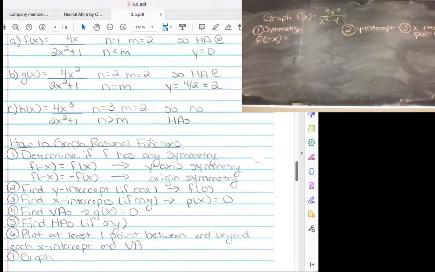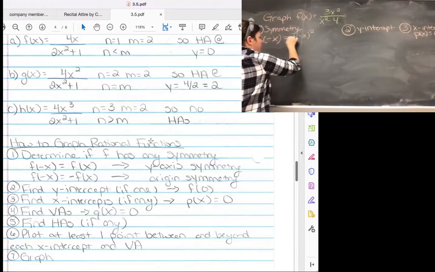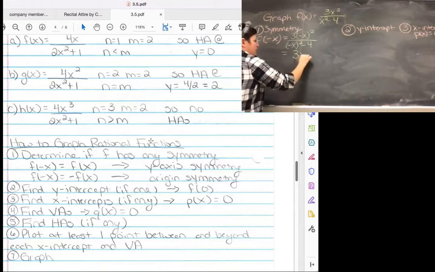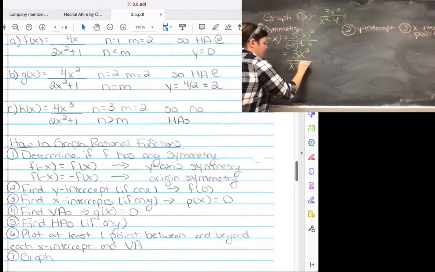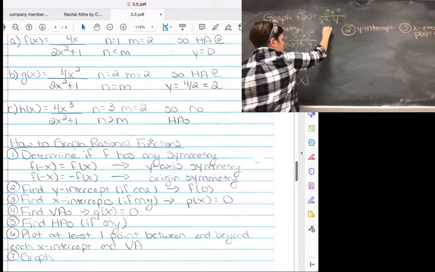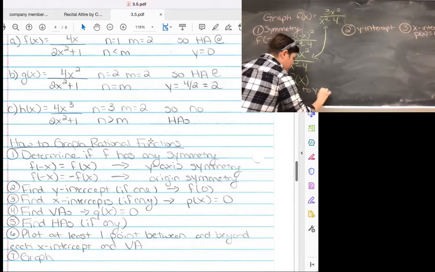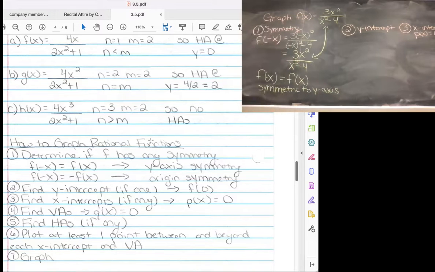So the first thing we're going to do is see if we have any symmetry, and we do that by plugging in negative x into our equation. So that'd be 3 times negative x squared over negative x squared minus 4, which equals 3x squared over x squared minus 4. So f of negative x, is this the same as our original equation? Yes, it is. So that means we are symmetric to the y-axis. So that worked out. We're actually symmetric this time. We weren't last time.